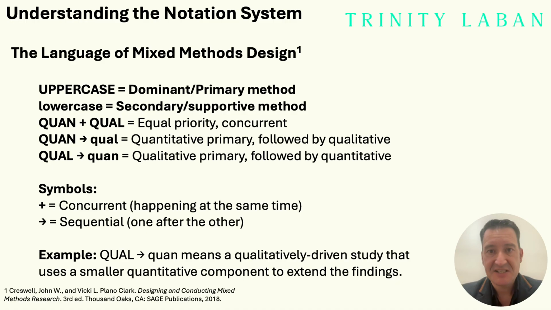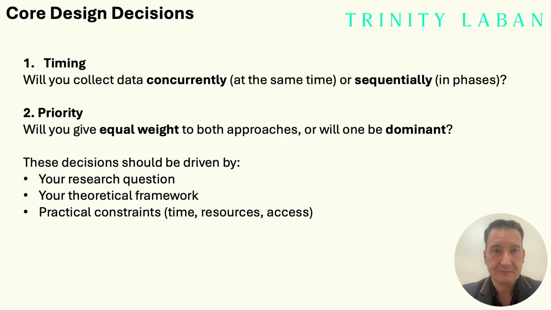Well, this notation system might seem a little complicated and unnecessary, but it's actually quite useful. When you read mixed methods literature, these symbols immediately tell you what the researcher prioritized and how they structured their study. And when you're designing your own research, thinking in these terms can help you make clear decisions about timing and about priority. So, if you decide mixed methods is appropriate for your research question, you're going to face two fundamental design decisions, and they relate to timing and priority.